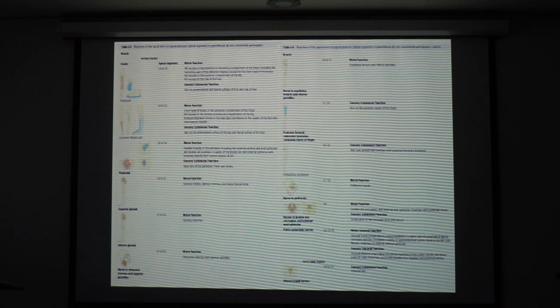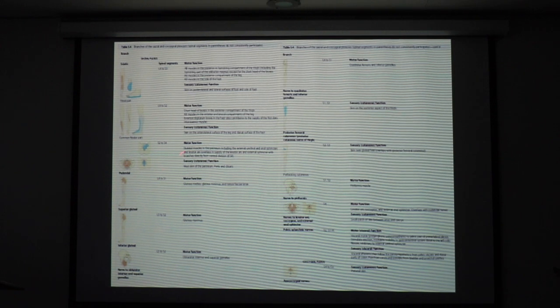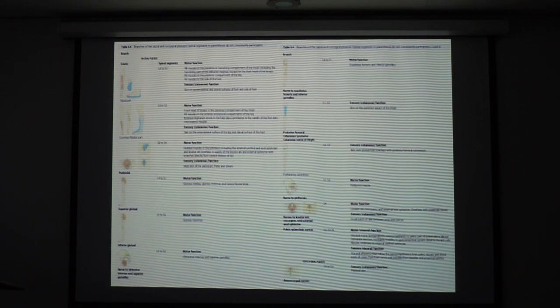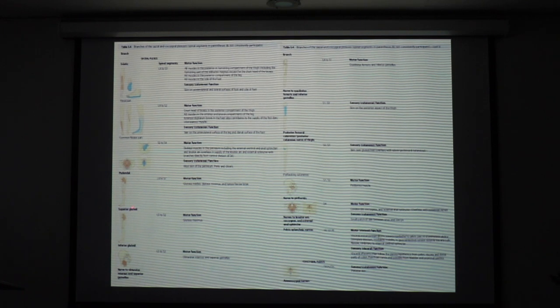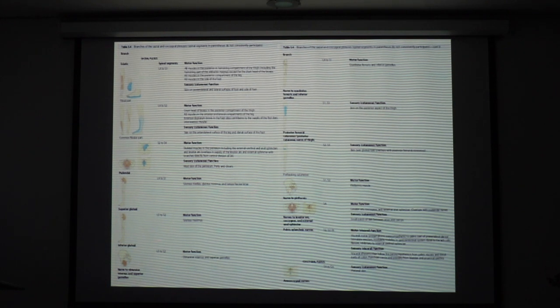Pudendal, as we said, is going to supply the muscles in the perineum. It is going to supply the skin over the external genitalia, anal canal. So that is the major function of pudendal, which we are going to discuss when we do the reproductive block. Superior gluteal, we have talked about that it supplies gluteus medius, minimus, and tensor fasciae lata. The inferior gluteal nerve supplies the gluteus maximus muscle.